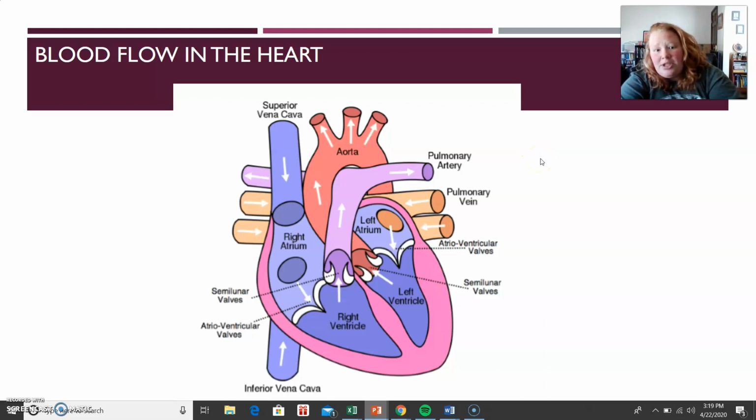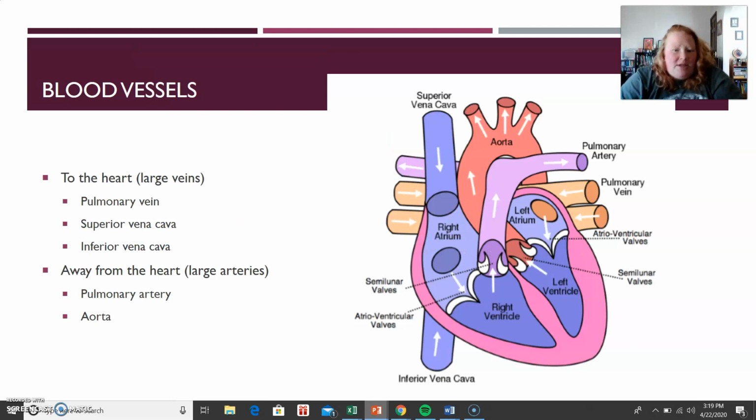And it becomes oxygenated, and then it comes back to your heart via pulmonary veins into your left atrium, through your bicuspid valve into your left ventricle, and then through your aortic valve into your aorta, and then back out to the different tissues of your body. Okay, so that is how the blood flows through the heart. And feel free to watch that over if you need it again.